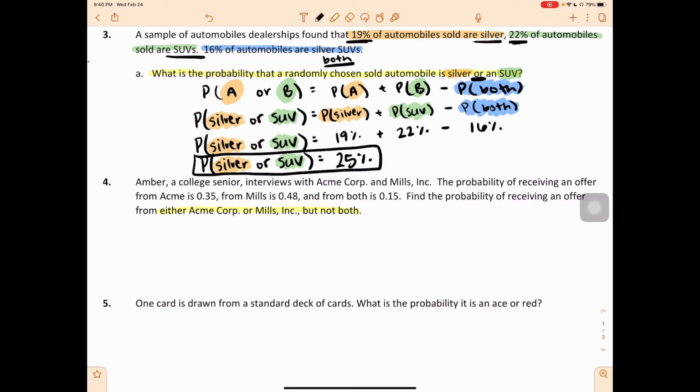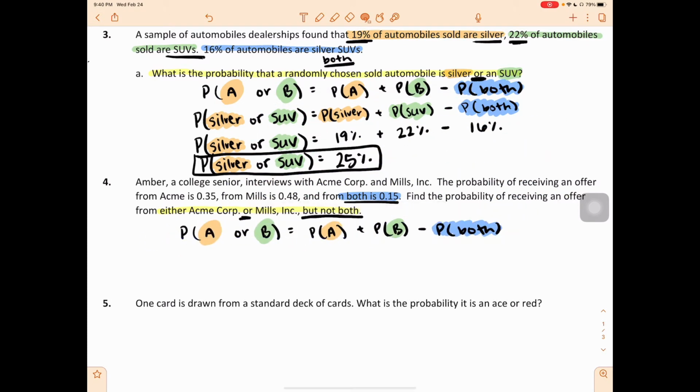Now, some students in the past have gotten mixed up with this part, but not both. That's not to trick you or anything, it's to actually make you realize, oh, they already told me both, though. Both is 0.15, right? You guys already know that the probability to get an offer from both of them is 0.15 or 15%, 15 hundredths. Okay, so I'm going to go ahead and copy this here and put that there. This is the addition rule. And since it says or, that's how I know I'm using the addition rule with this probability problem.